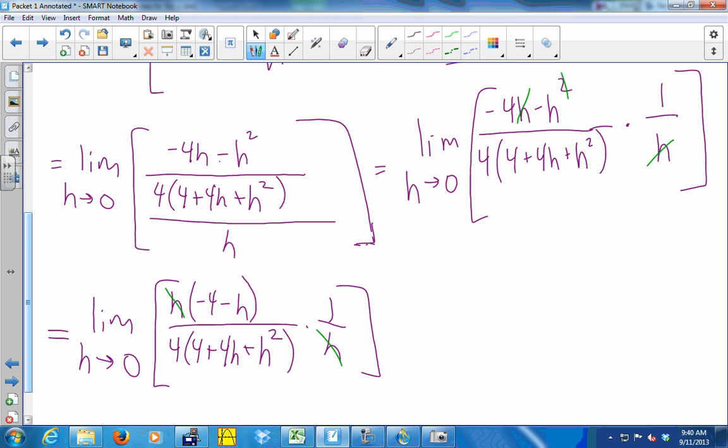Now that I have canceled the h that was originally in the denominator, now I can plug 0 in for h. I now am not going to get 0 over 0 anymore. So when you take the limit, you don't have to write limit anymore when you put in the 0. So I'm going to have negative 4 divided by, the 4h and the h squared are going to go to 0, so I get 16, and I get negative 1/4. So it is negative, and it is close to the negative 0.23 I got when I did the numerical estimation, but this is the exact value of the slope of the tangent line at 2.